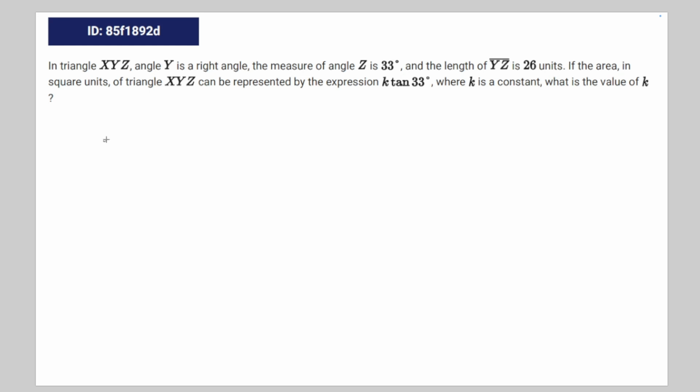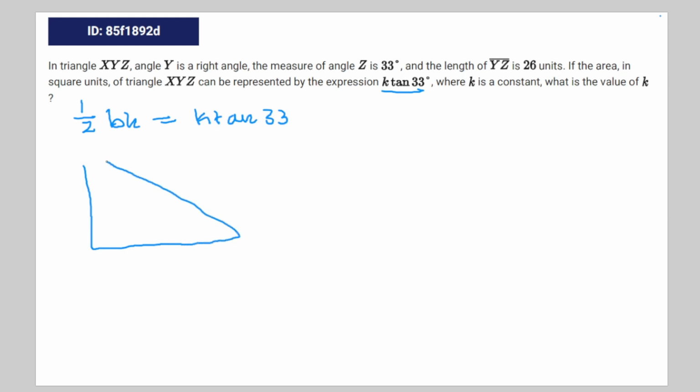So the area formula, of course, is going to be 1/2 base times height. And that's apparently going to be equal to K tangent of 33 degrees. And then to model out the given triangle, we're going to first write out the right angle, Y, then X and Z. And then it's given that YZ is equal to 26 units, so we're going to write that down. It's also given that the angle of angle Z is 33 degrees. So we're also going to write that down.